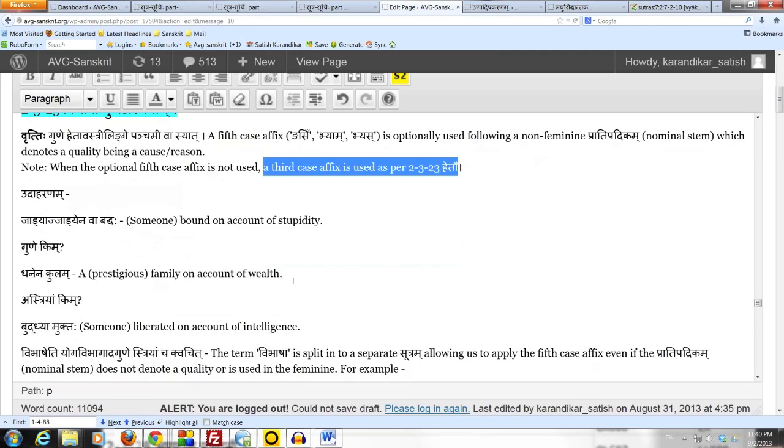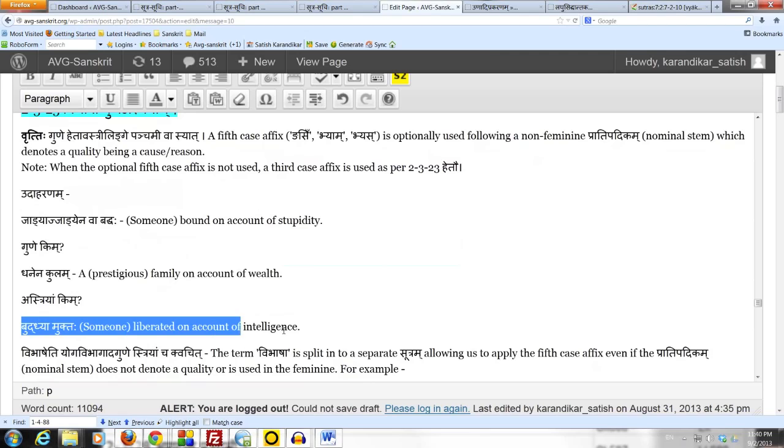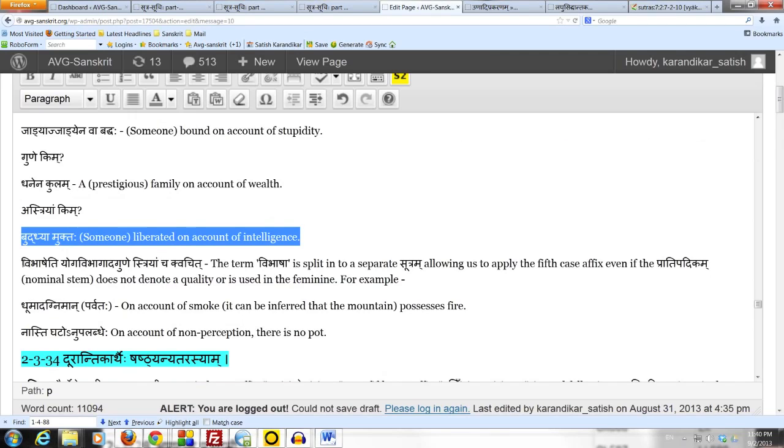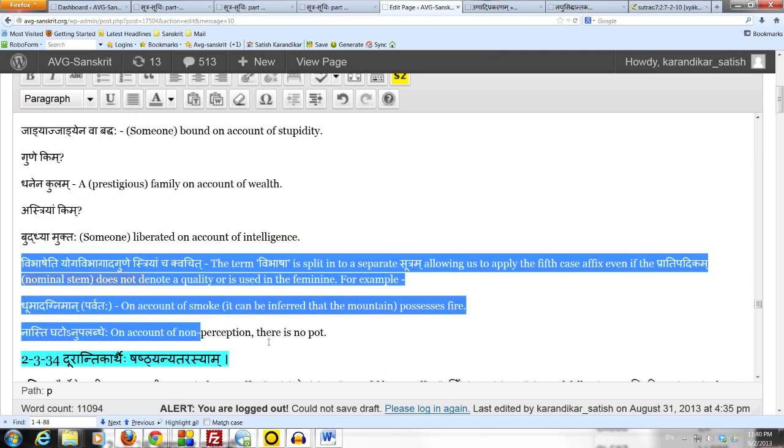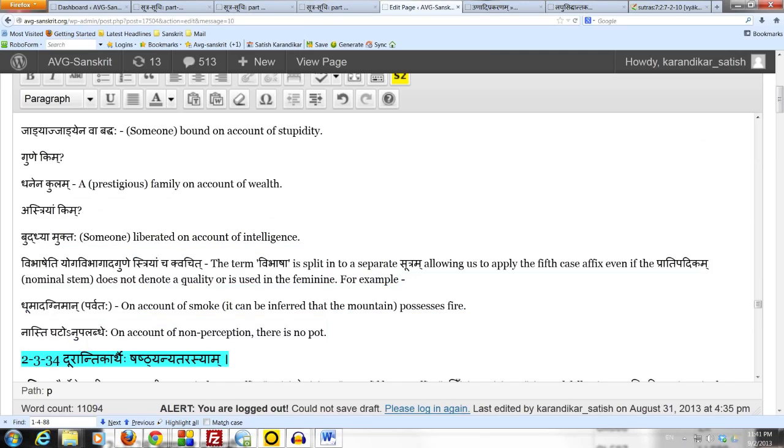But now sometimes we do see a fifth case affix being used following a pratipadikam which denotes a cause or reason, and the pratipadikam is not a quality or attribute, and the pratipadikam may be feminine. So therefore the Siddhanta Kaumudi says Vibhasheti yoga vibhagat agune striyancha kvachit. Yoga vibhagaha is a technique of splitting a sutram into two parts. Here yoga means sutram, vibhaga means dividing.